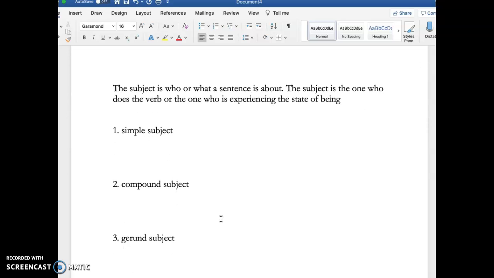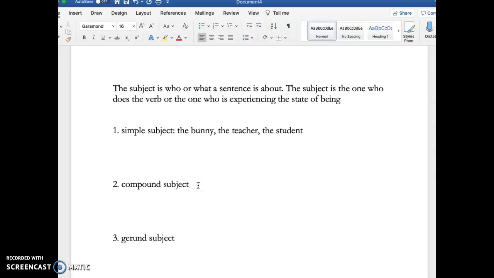Okay, the subject is who or what the sentence is about. It is the one who is doing the verb, or one who is experiencing the state of being. So that is, again, an example of saying, I am happy. Am is the verb, and the state of being that I'm in is happy. A simple subject, you know this. This is your garden variety subject. The bunny, the teacher, the student, right? Any noun that you can point to is a simple subject.